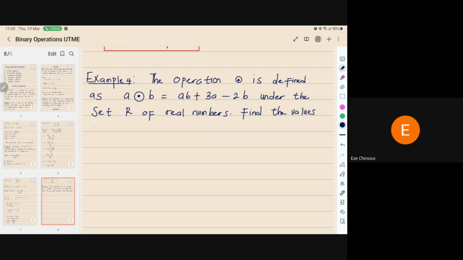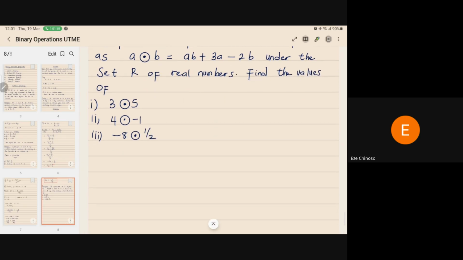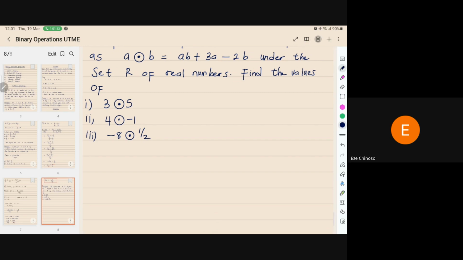Find the values of: I, which is 3 dot 5. II, we'll have 4 dot minus 1. Then III, we'll have minus 8 dot 1 over 2. So we're just going to plug in those variables and solve as quickly as possible.